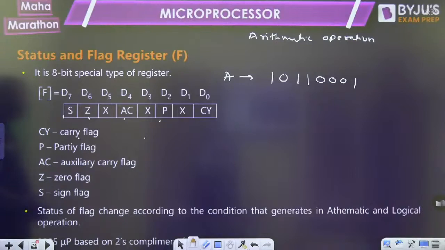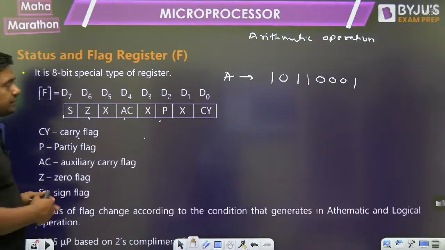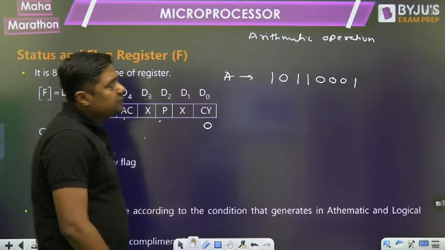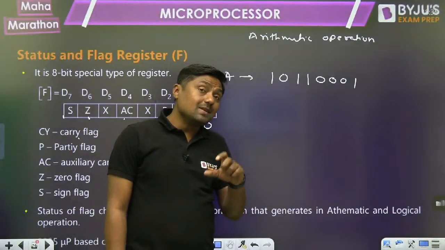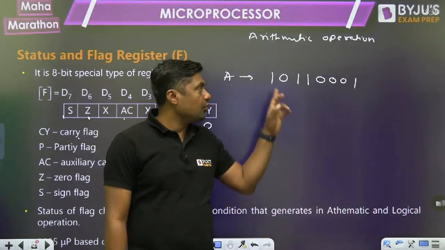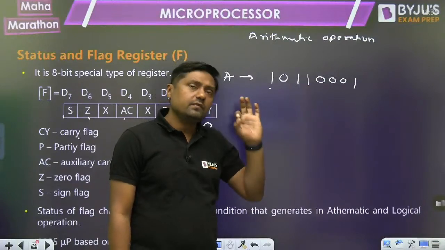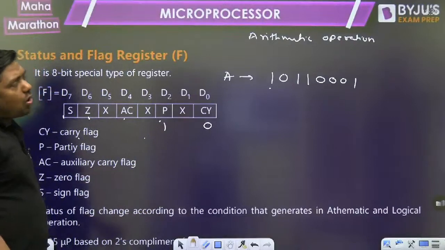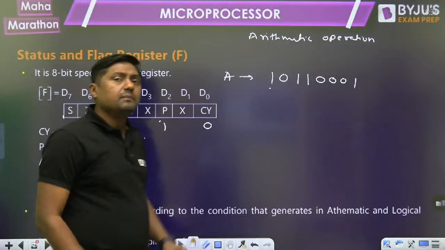Because I am saying that there is no overflow. If there is no overflow, it means the carry flag is zero, right? After the arithmetic operation, what is the number of ones in the accumulator? 1, 2, 3, 4. If this is even, then parity will be 1. If it is odd, then the parity bit will remain 0.